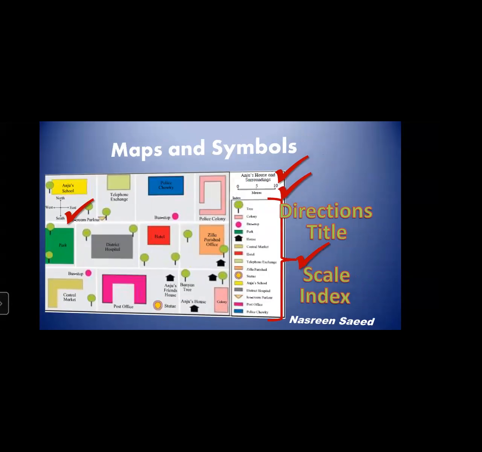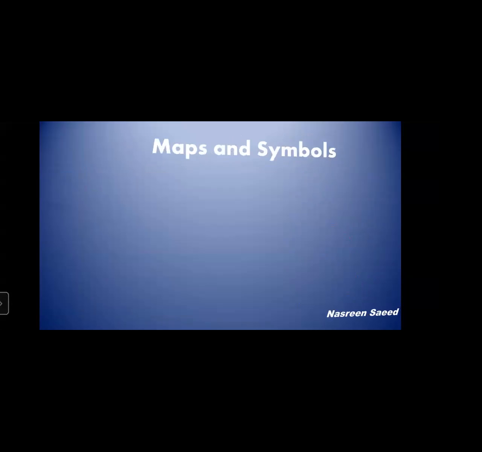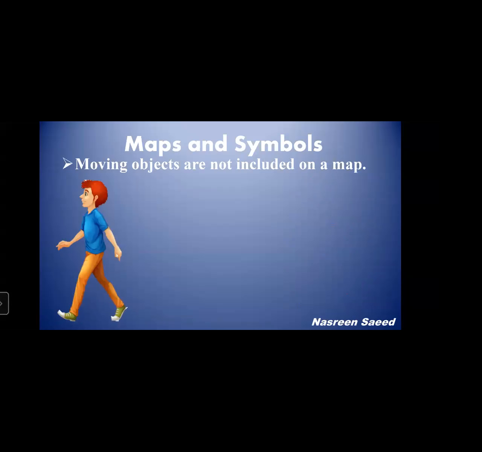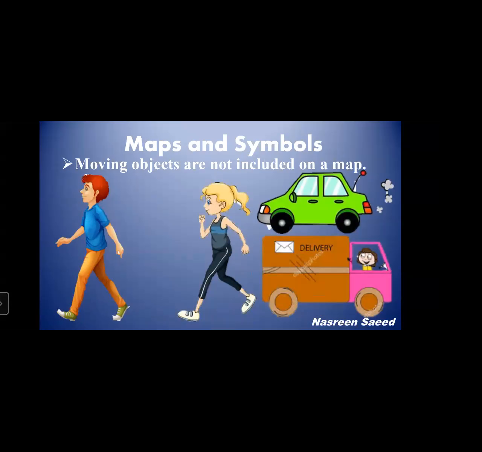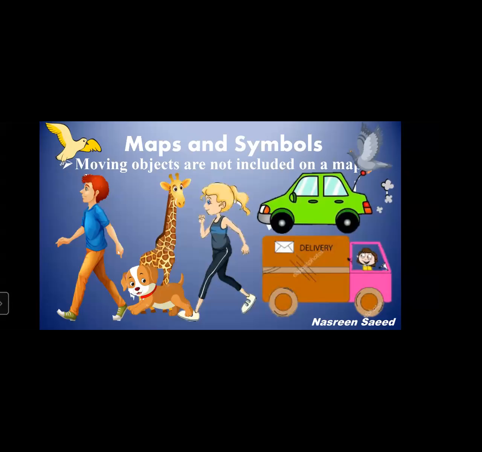Now moving objects are not included on a map. Like people who are walking, that is not included. The vehicles which are moving are not included. Then animals are not included. I have taken only a giraffe, but it includes animals. All the animals move from one place to another place, no? So animals are not included. Birds are not included. Not a single bird will be included because they keep on moving. They keep on changing their place. So they are not included in the map.